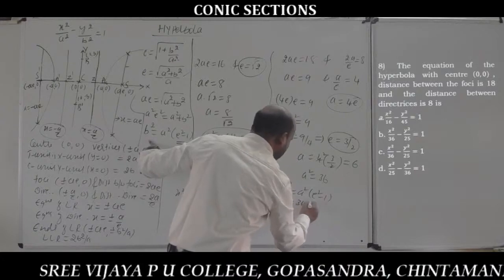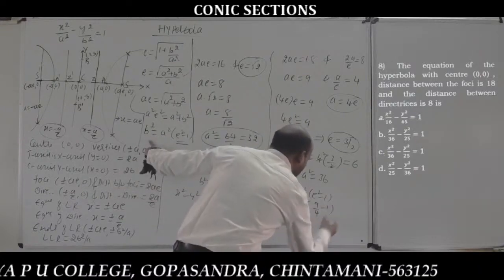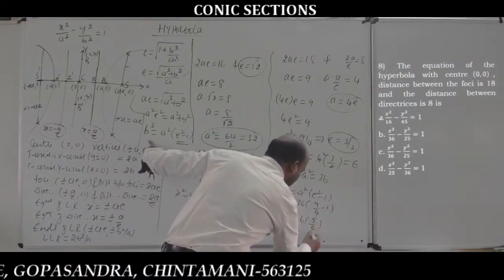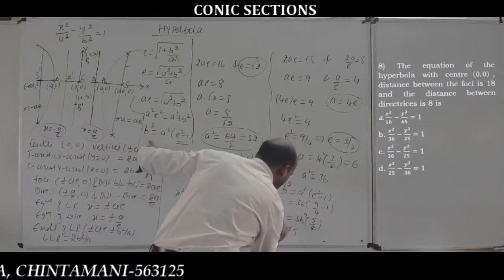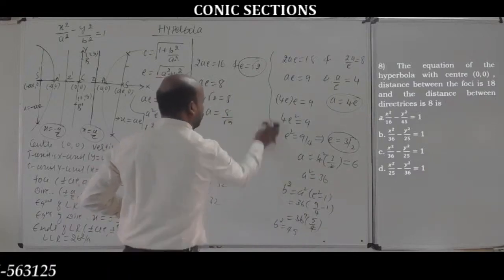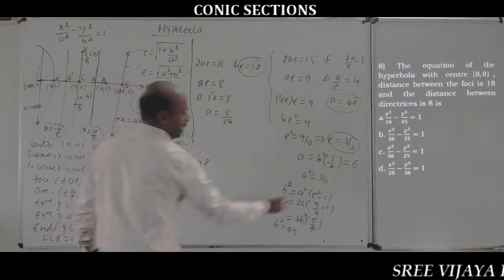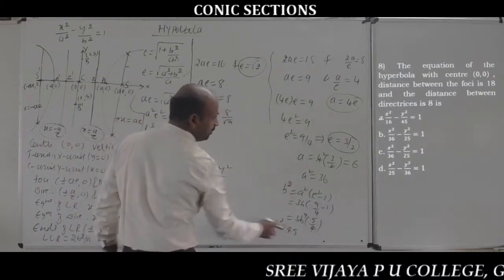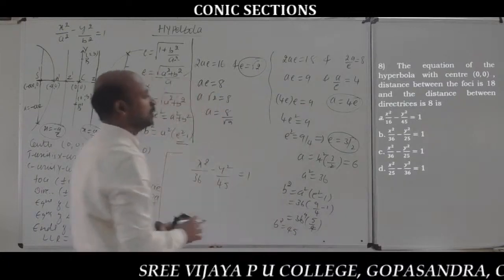So a square is 36, e square is 9 by 4 minus 1. 36, 9 minus 4, it is 5 by 4. So b square is 45. So the equation of the hyperbola is x square by a square, 36, minus y square by b square, 45, equals 1.